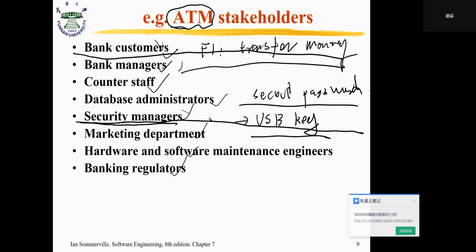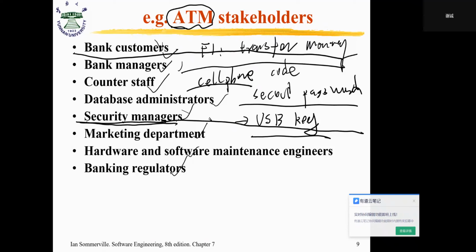Like today, I transfer money from my account to another person's account. Login is not enough, but I also don't need the USB key anymore. Instead, I need a cell phone. I will receive a dynamic code, then I enter the dynamic code, then I can transfer the money. This is today's transfer function. So different stakeholders have different requirements.